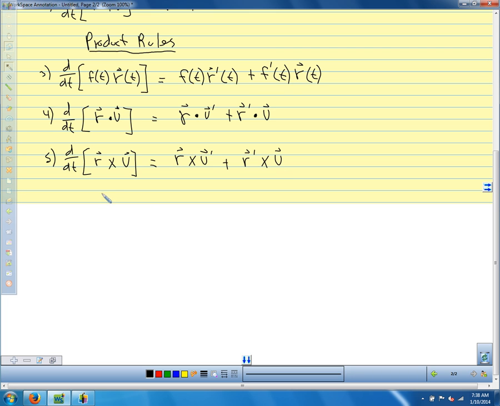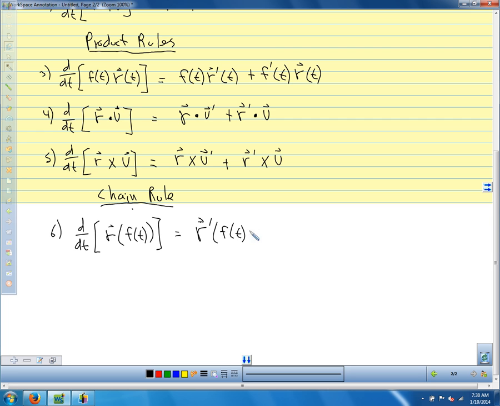And then we have a chain rule. The derivative of r of f of t is just our normal chain rule: r prime of f of t times f prime of t. So a normal chain rule here.